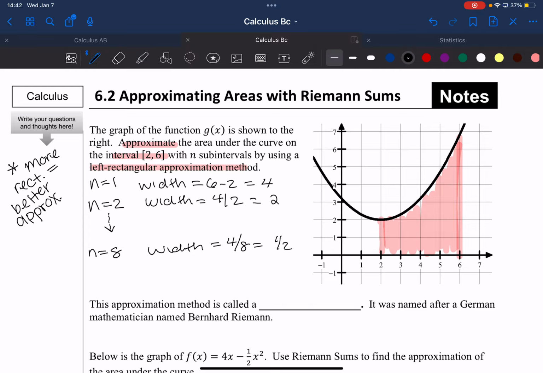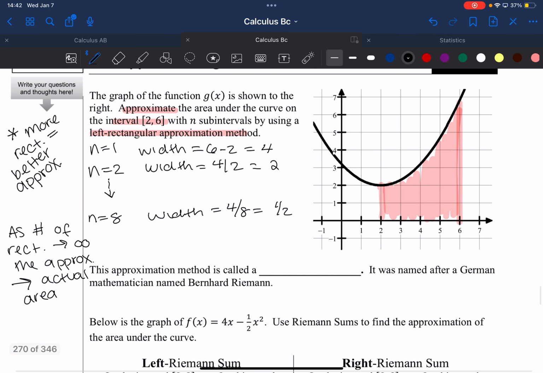Another way to think of this is as the number of rectangles approaches infinity, the approximation is going to approach the actual area. So the more rectangles we have, the better our approximation is to getting closer to the actual area.